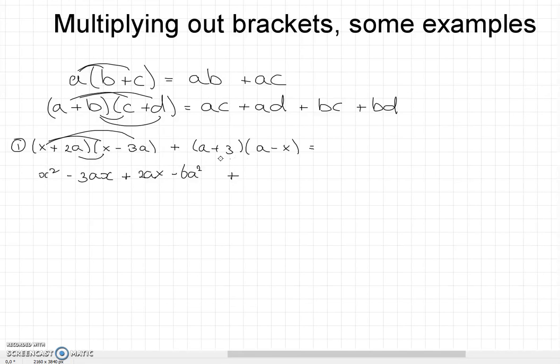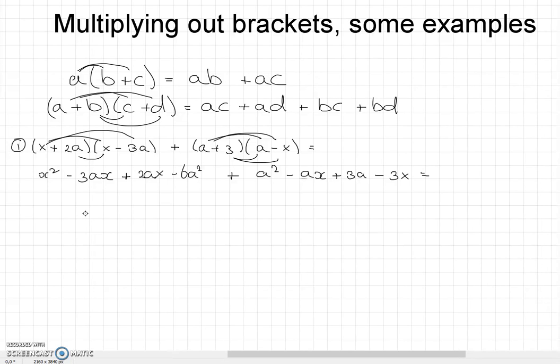Now, plus. We did this part, now we're going to do this part. a times a is a squared. a times negative x is minus ax. 3 times a is plus 3a. 3 times negative x is negative 3x.